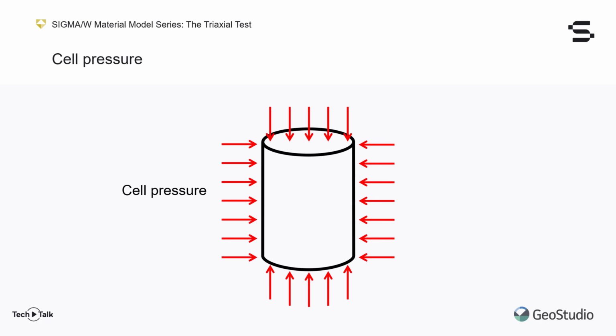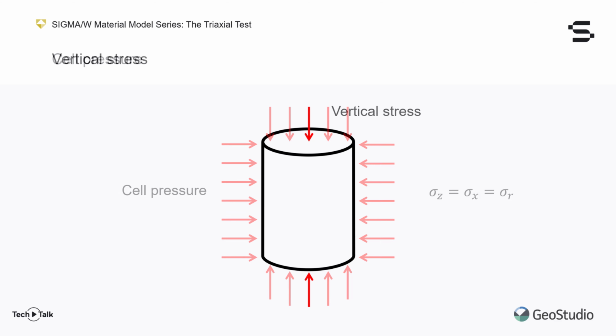The cell pressure affects all the faces of the sample equally. Looking specifically at the sides of the sample, the same cell pressure applies everywhere radially. This allows us to simplify our analysis of the triaxial test by taking advantage of the symmetry. Specifically, the z component of stress, which is perpendicular to the strain, is equal to the x component. Both are then equal to the radial component of stress, which, in this case, is equal to the cell pressure.